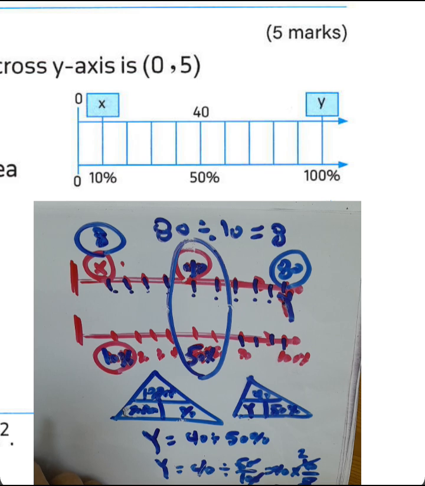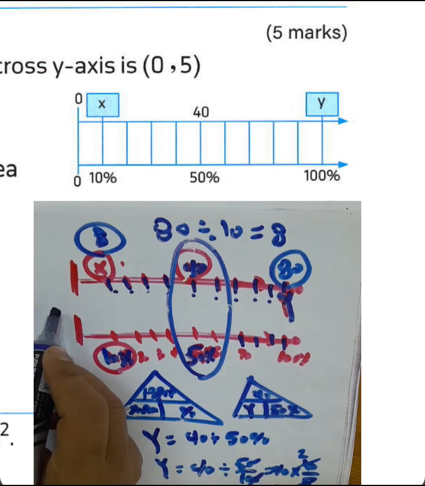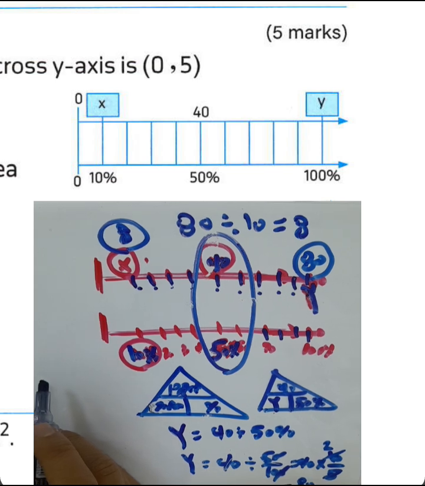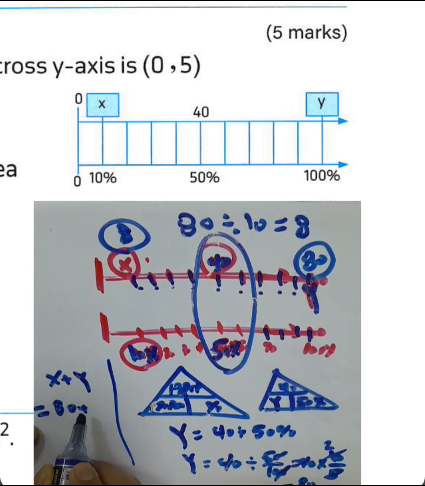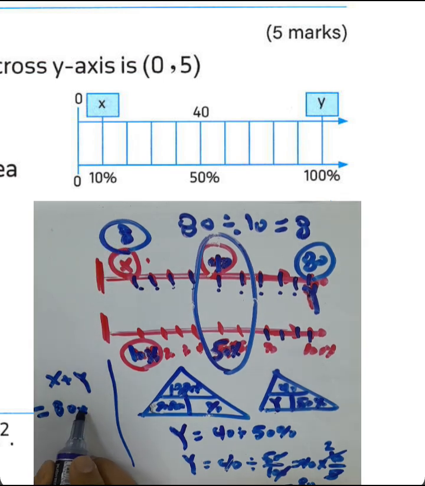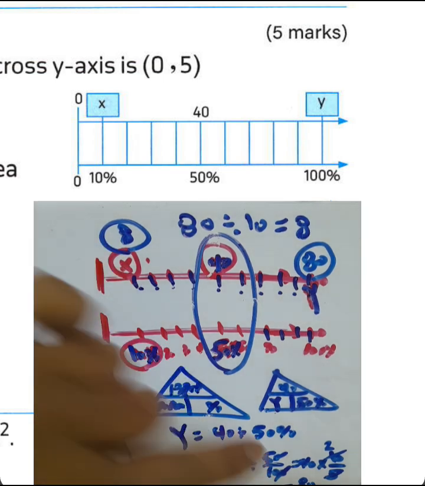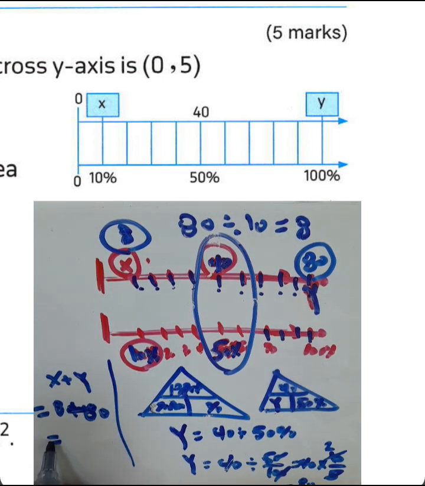Then the sum of them will be 80 plus 8. In this example, what does he want to find? He wants to find x plus y. x was 8, and y was 80. Then the result will be 88.